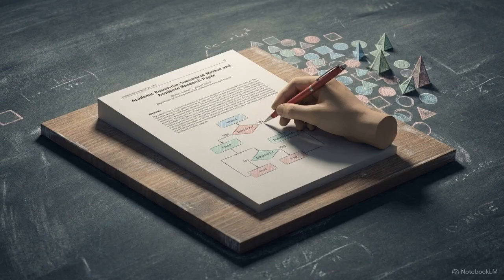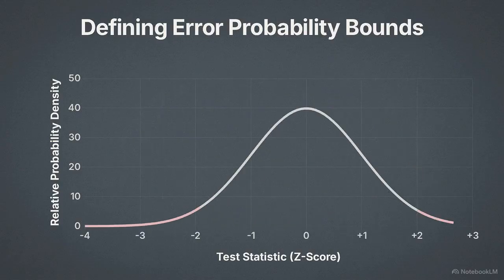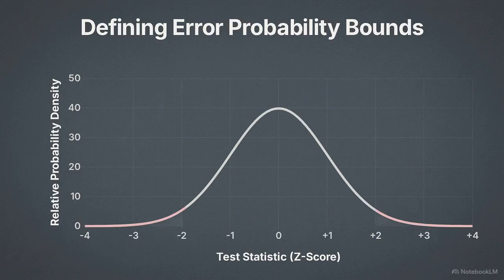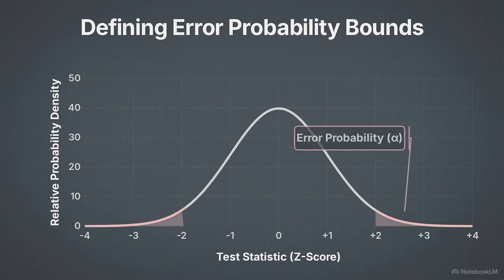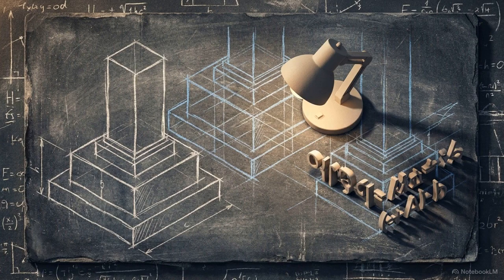To navigate this problem, statisticians developed a mathematical framework known as hypothesis testing. This system is designed to identify, quantify, and manage the exact probability of a conclusion being incorrect. Today, we will build the formal architecture of statistical inference from first principles.